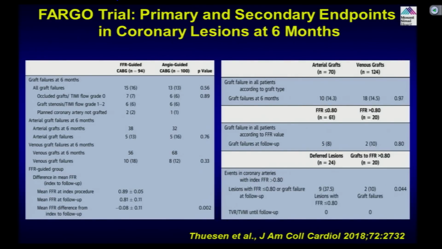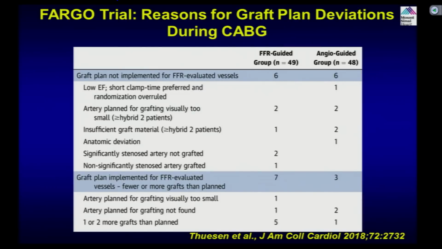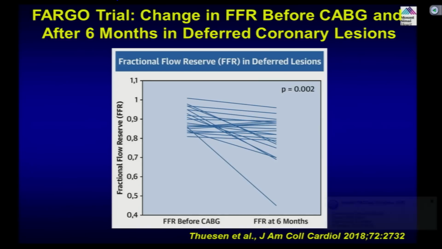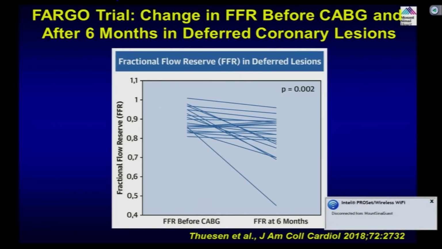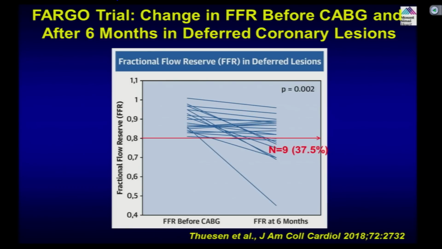So these are the individual further endpoints, and they followed the patients and said that if the deferred lesion, which was more than 0.8, became less than 0.8, that is equivalent to a kind of graft failure. If you take that into the equation, of course at follow up you had a higher event rate, but more importantly, the change in the FFR before CABG and after 6 months in the deferred lesions. So many of these patients, as you can see, 37.5% of patients, we are going to come back to it quickly, 37.5% of patients who had FFR of more than 0.8 had an FFR of less than 0.8 at follow up.